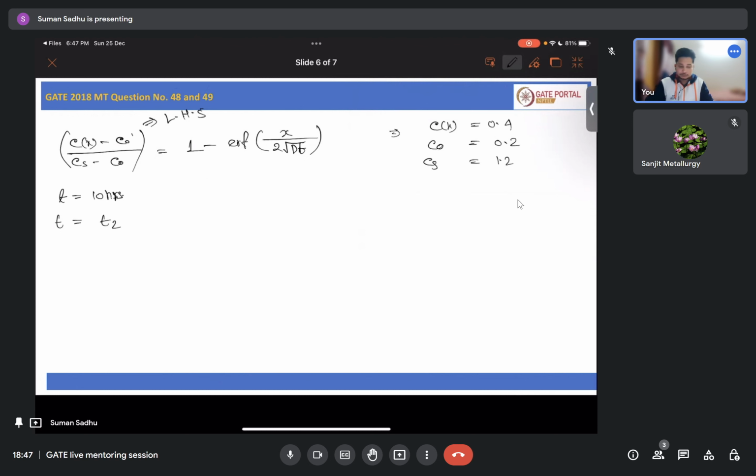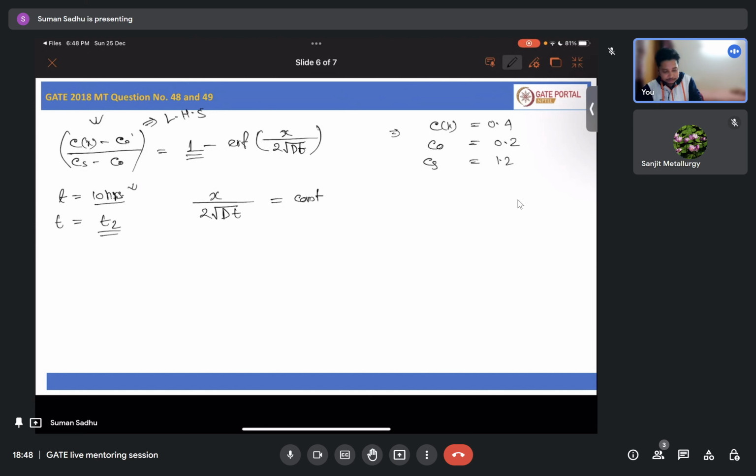So that means this ratio has to be constant. So x by 2 into root over of dt has to be constant. Because the LHS is constant for t equal to 10 hours and t equal to t2, this also has to be constant.